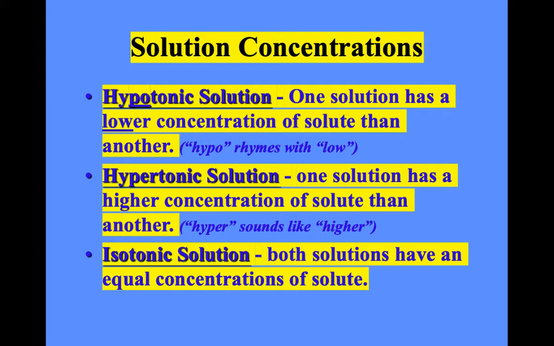To talk about osmosis, we need to know some vocabulary describing solution concentrations. A hypotonic solution has a lower concentration of solutes compared to another one, and hypo sounds like low, so that's easy to remember. A hypertonic solution has a higher concentration of solutes, so that's kind of easy to remember too, because hyper sounds like higher. An isotonic solution has an equal concentration of solutes compared to another. These are all relative terms when we're comparing 2 or more solutions. So kind of like you'd say there's a tall person and a short person. It doesn't really make sense unless you're comparing 2 people.